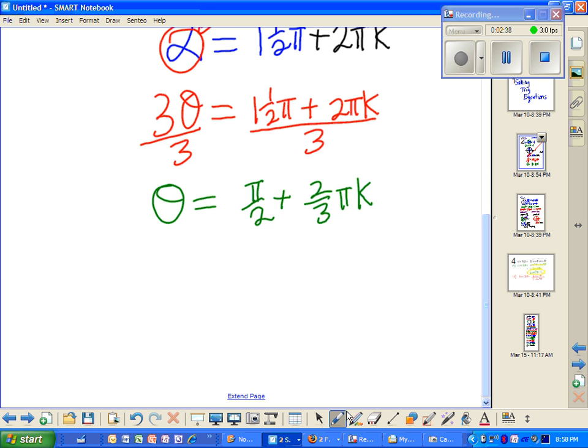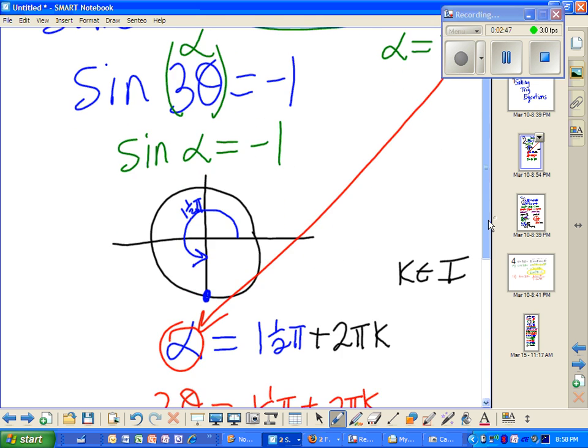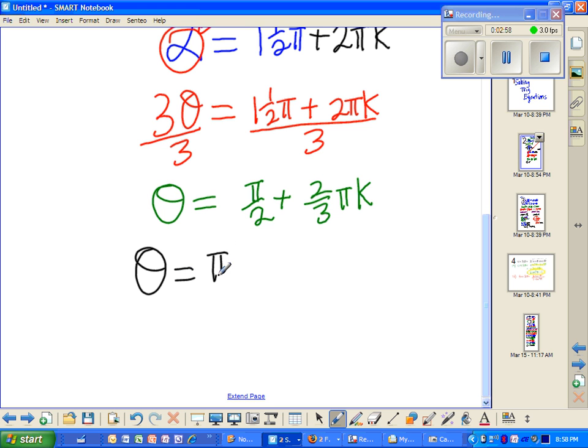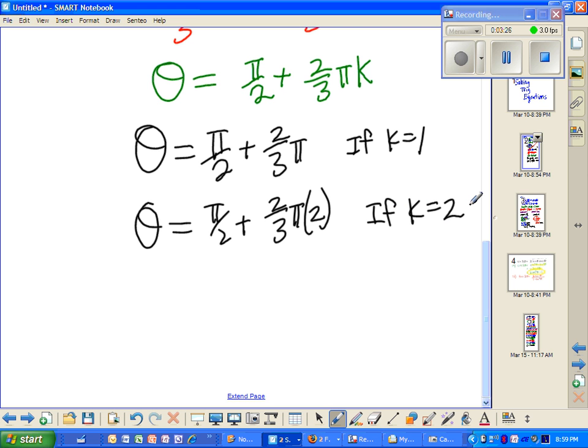So we now have to figure out, where is this answer right here good in our range, in our possibilities there. Okay, so we go pi over 2 plus 2/3 pi. That's one answer if k was 1. Theta could equal pi over 2 plus 2/3 pi times 2 if k is 2. All right, we better figure those out.